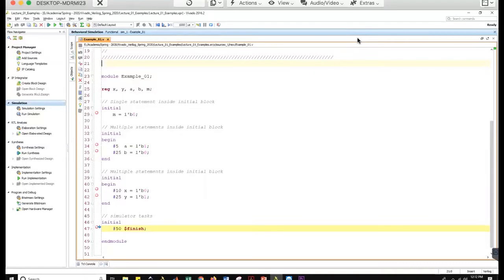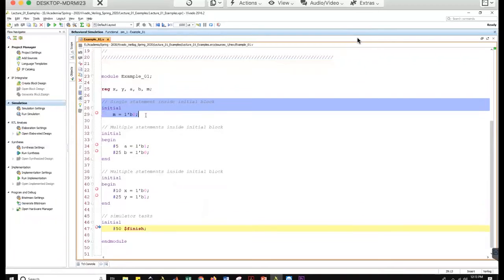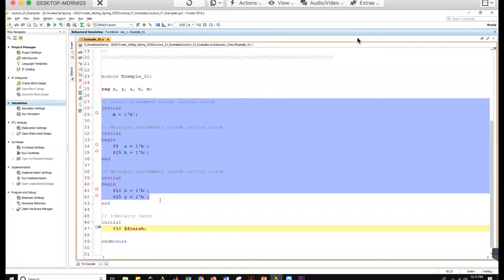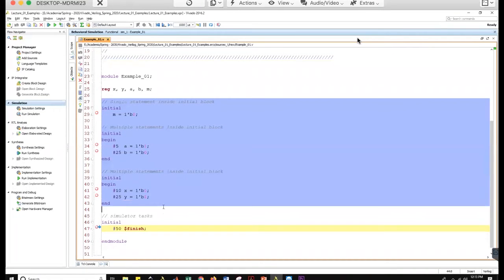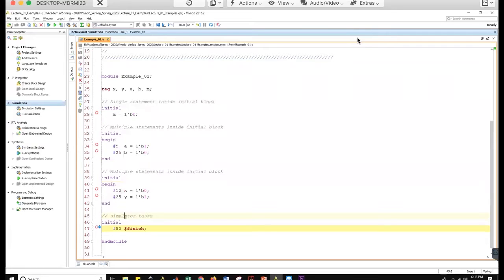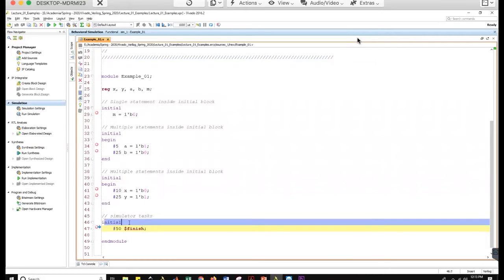This example is basically using four initial statements, or four initial blocks. Three initial statements are used for the initialization purpose, and one initial statement is used for the system task. So this is the first initial block, the second initial block, and the third initial block. These three are used for the initialization, and this fourth is used for the system task.